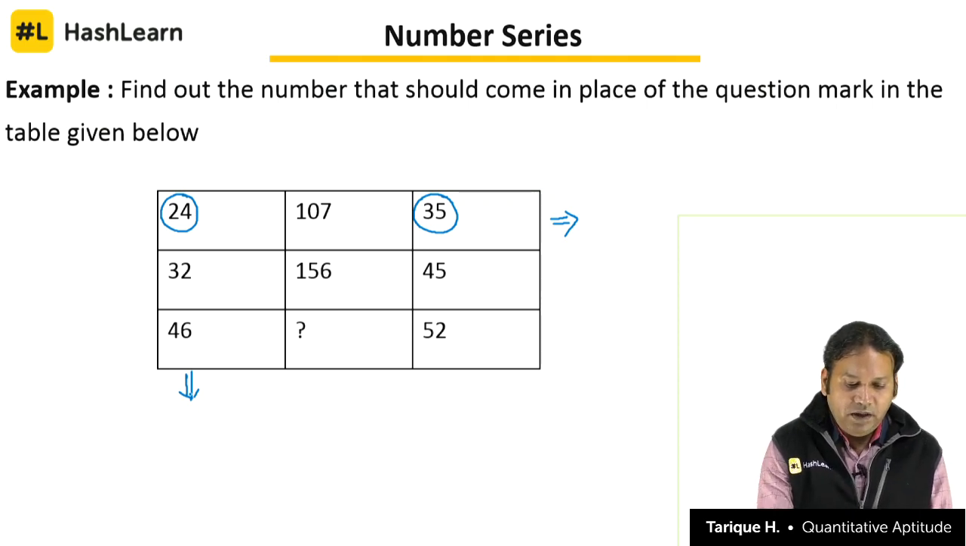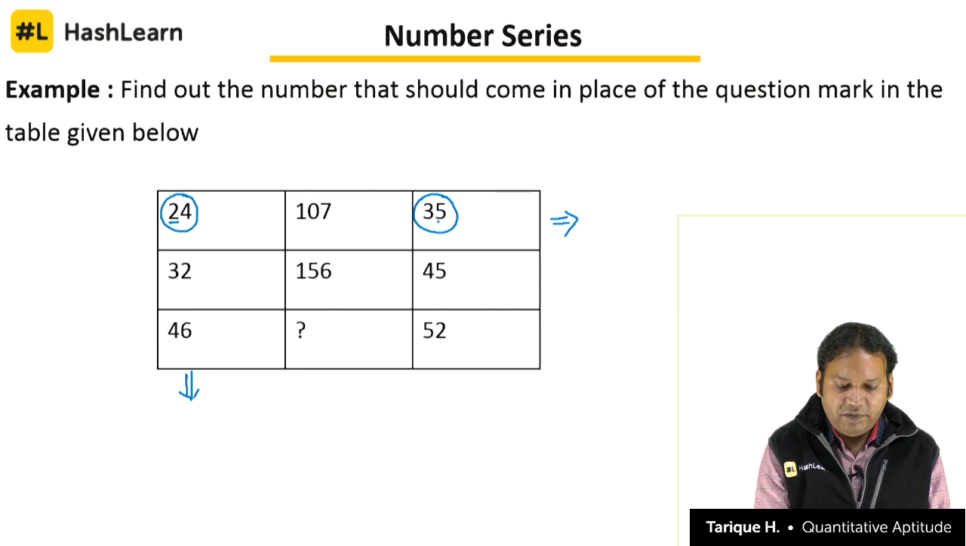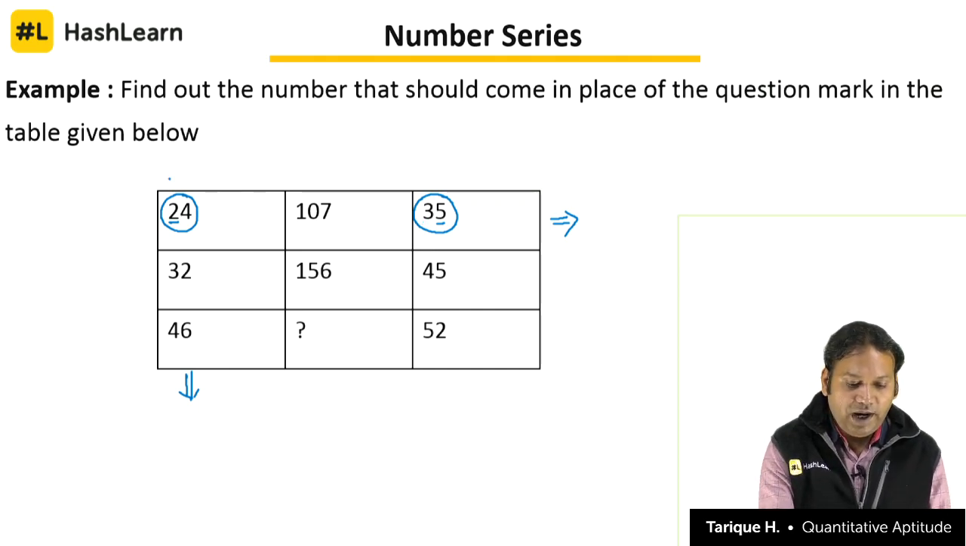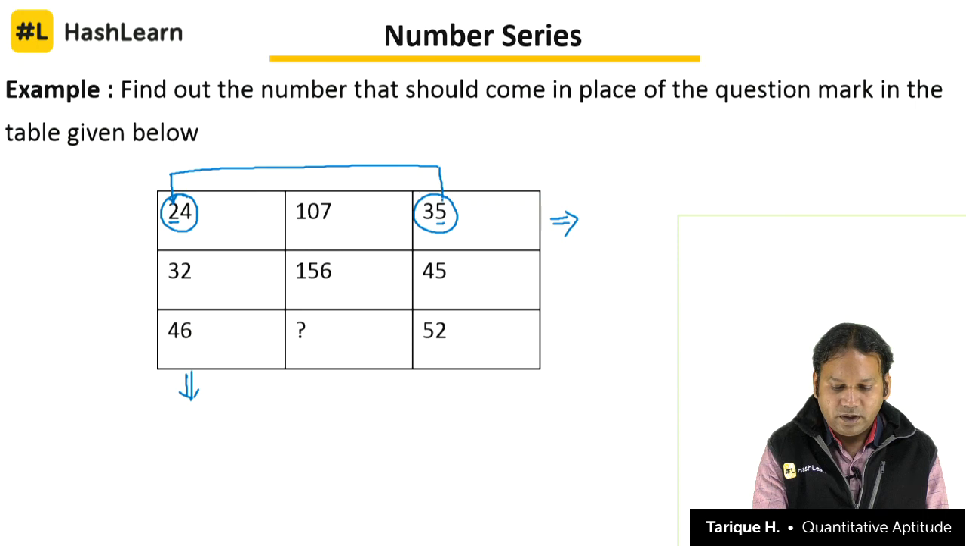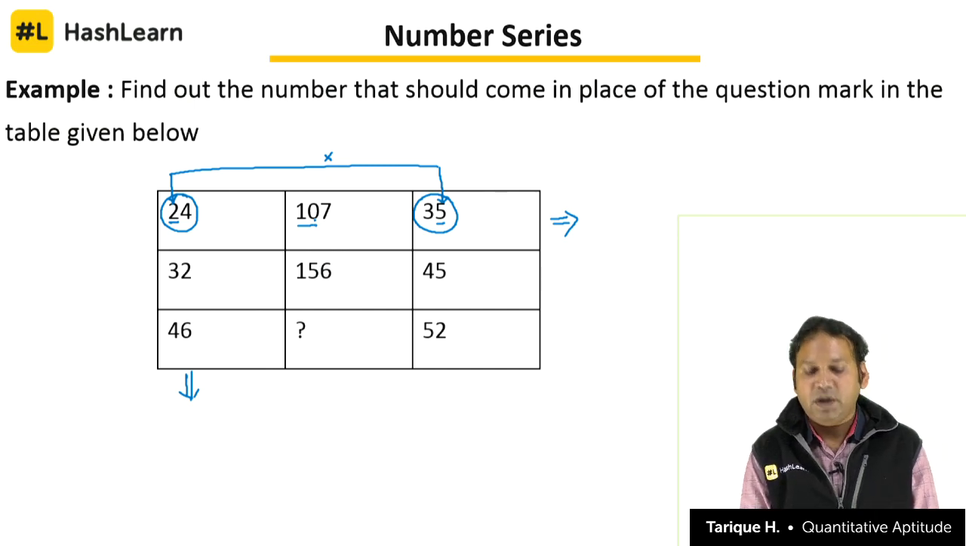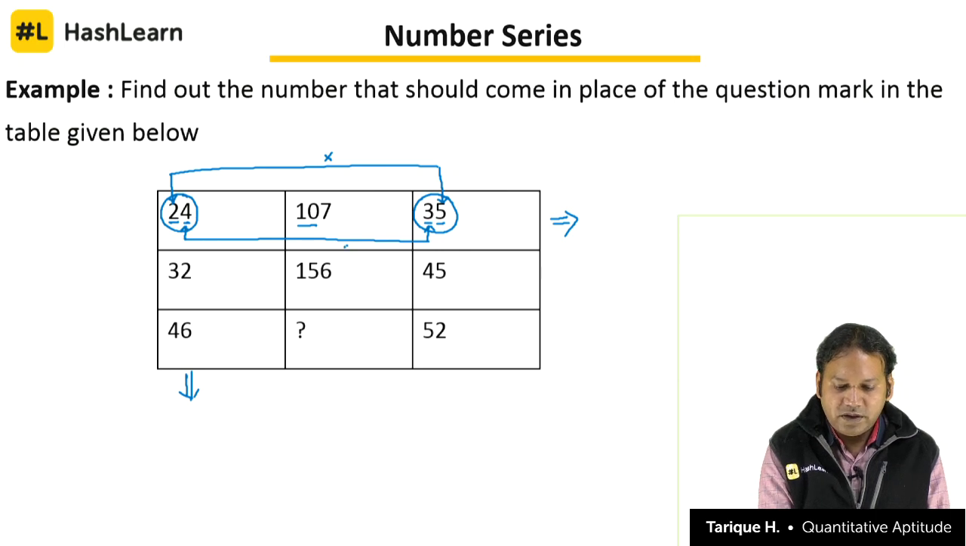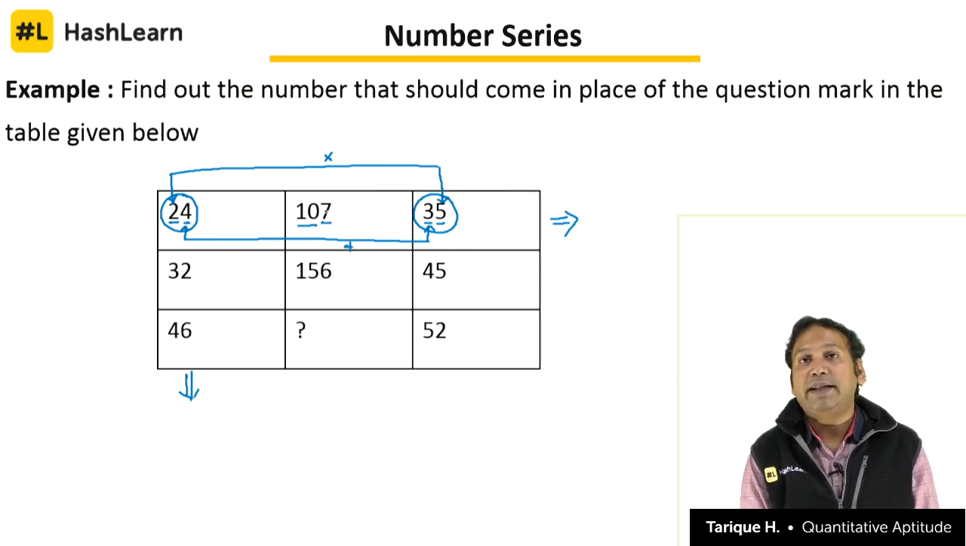So if you see here 2 and 5, the first digit of 24 is 2 and the last digit of 35 is 5. If you multiply 2 and 5, how much do you get? What is 2 into 5? 2 into 5 is 10. Okay. Now if you look at the second digit of 24, that is 4, and the first digit of 35 which is 3, and you add them, you add 4 and 3. So 4 plus 3 is equal to 7. That is how you get the number 107.